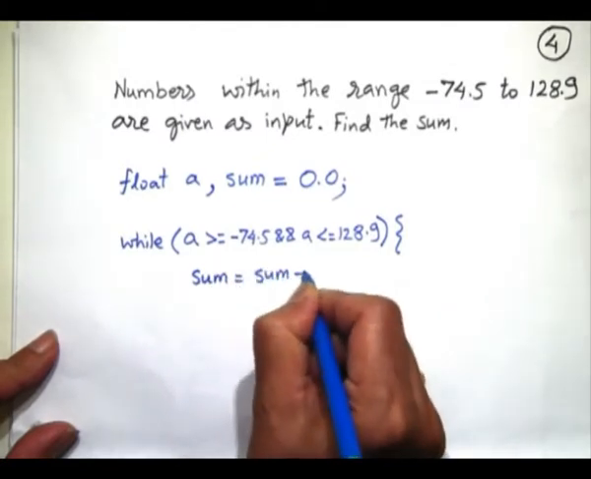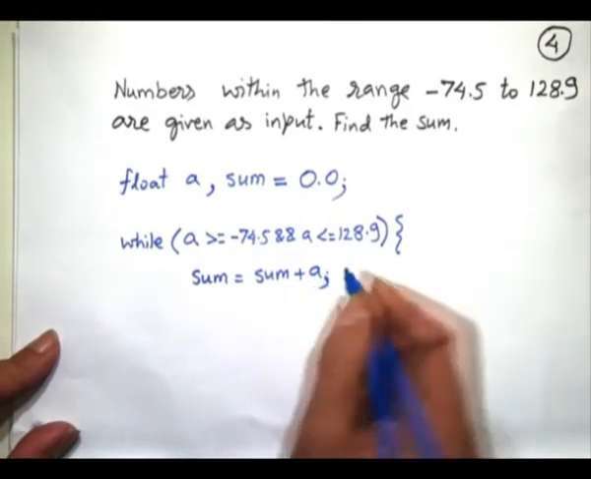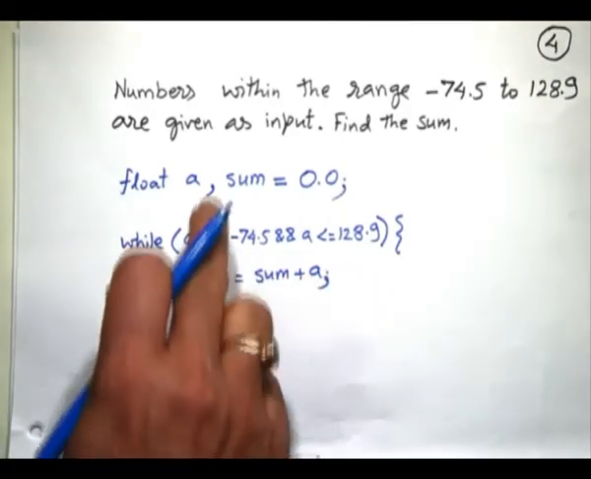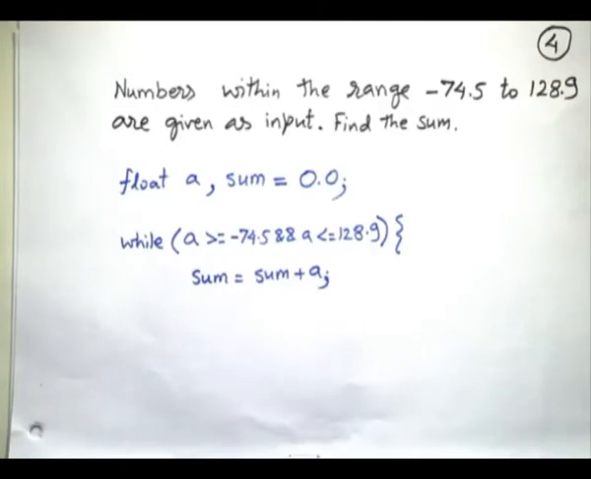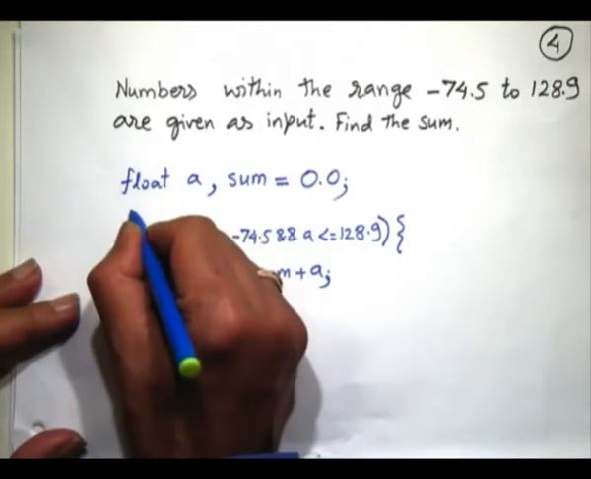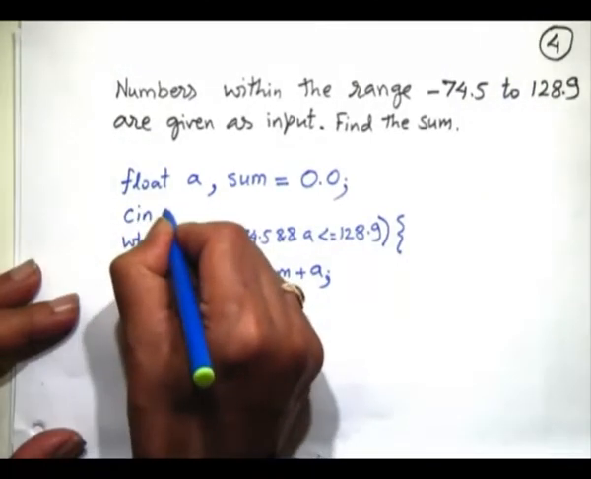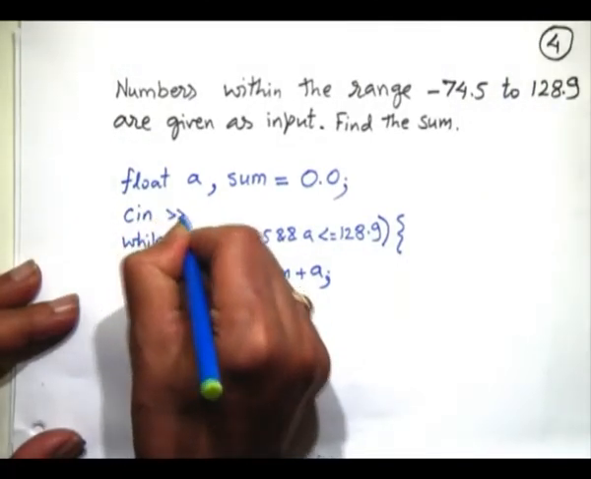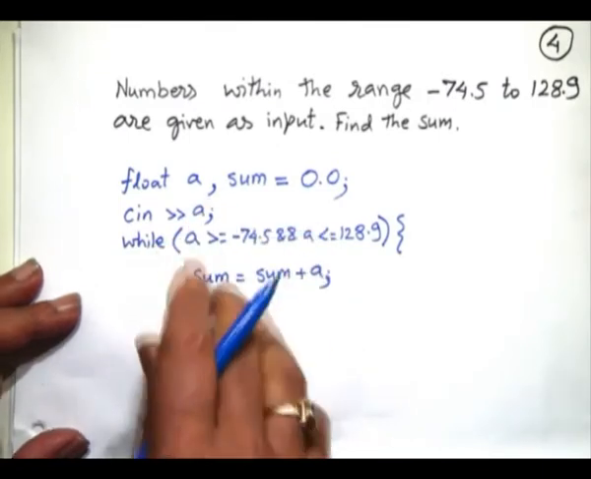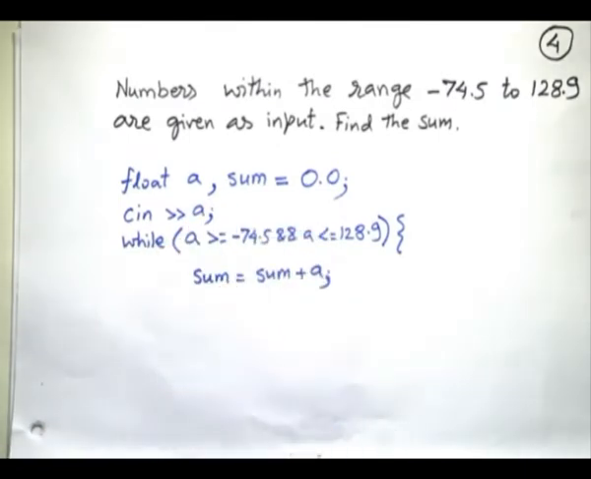sum plus A. Here is a problem. What is the value of A to begin with? We don't know what the value is. And we can't leave it undefined. So, I must read the first value before I begin the iterative thing.